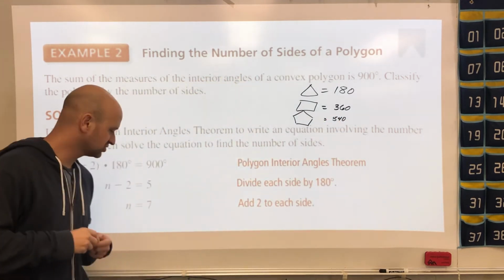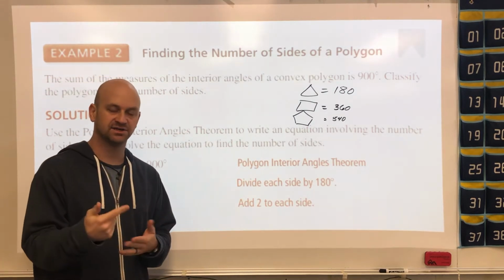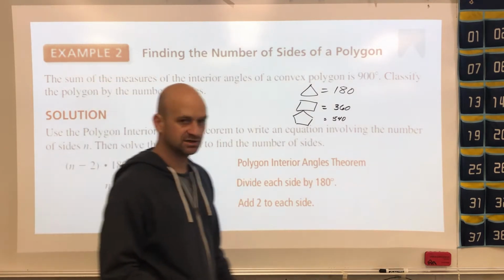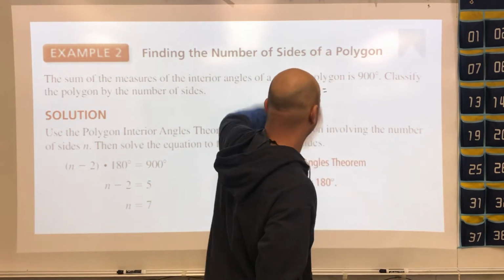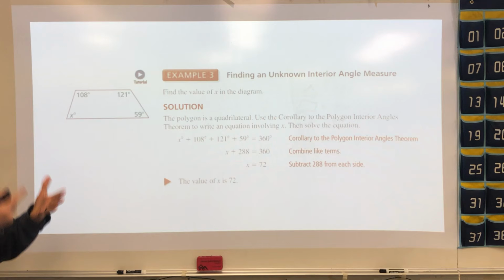So if you're ever unsure, another way to do it is every time you add a side, we add 180 degrees to the angle measures of that polygon. Okay. All right. So here's an example where now we want to find an unknown angle.